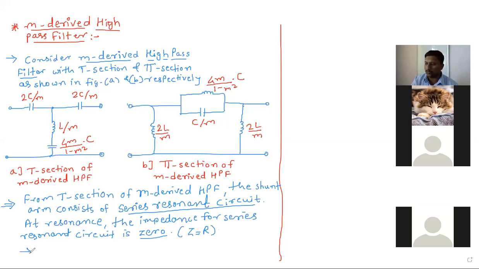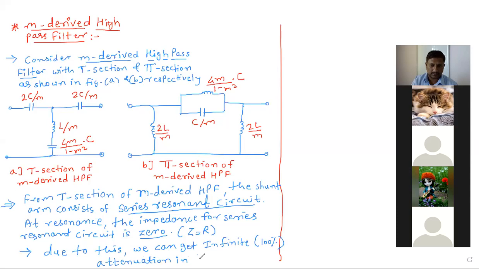Due to this we can get infinite or 100% attenuation. We can consider infinite, or we can consider 100% attenuation. 100% attenuation in which band? Stop band or pass band? Stop band. Yes, very good. So we can get 100% attenuation in the stop band.